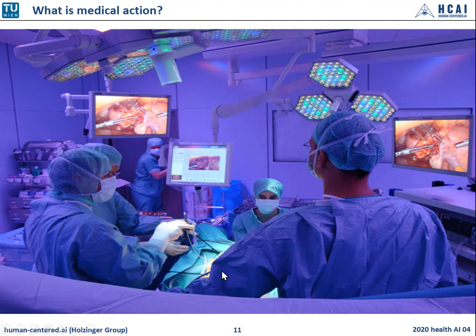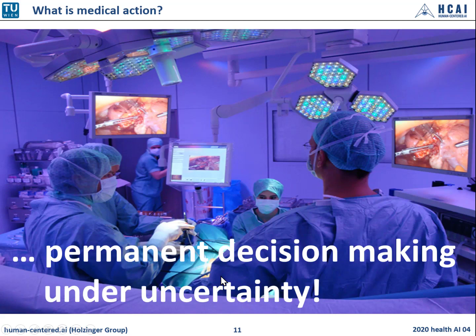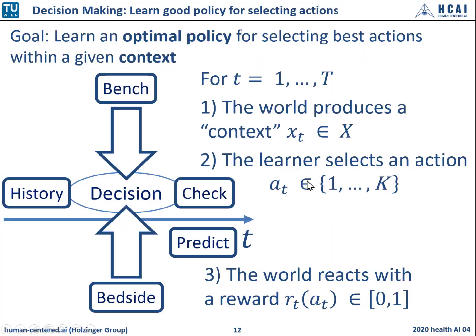Okay, so what is medical action? Yes, it is permanent decision making under uncertainty. So decision making, you see, is central in our discipline, and it is interesting that explaining and interpreting is core work in medicine and health. So we use medicine and health synonymously, and we will deal with this in the lecture after your next assignment.